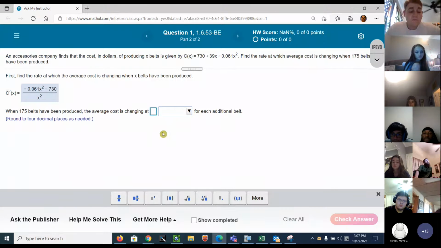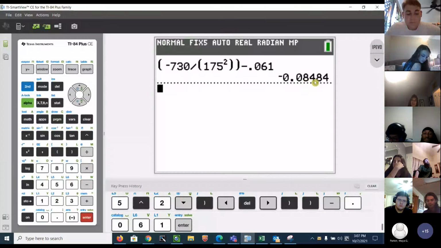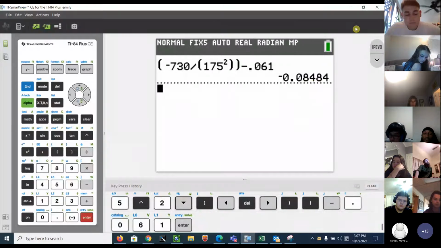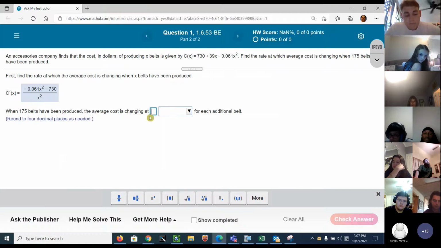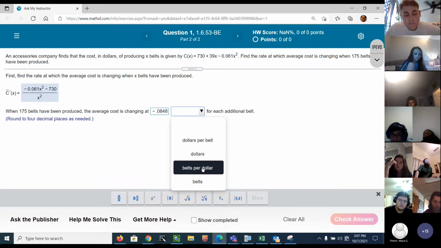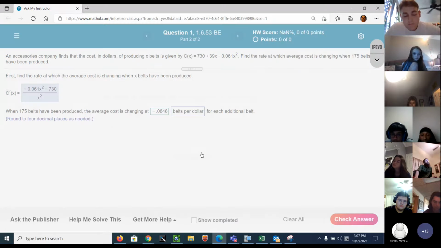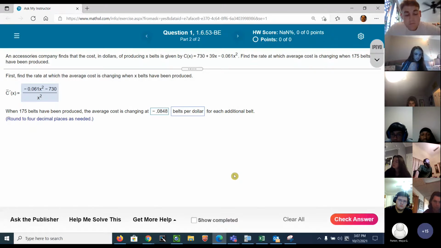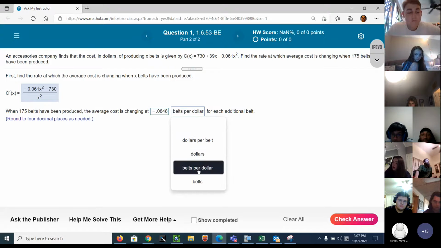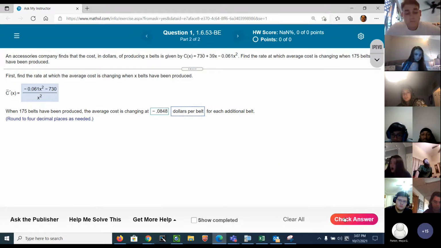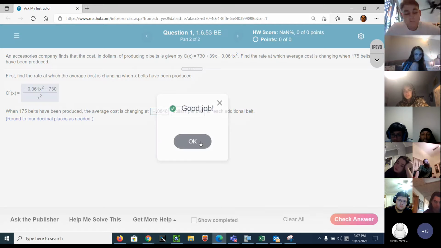What did we get? 0.0848. Negative 0.0848 should be belts per dollar. Okay, dollars per belt, sorry. That's one of the two. Yep.